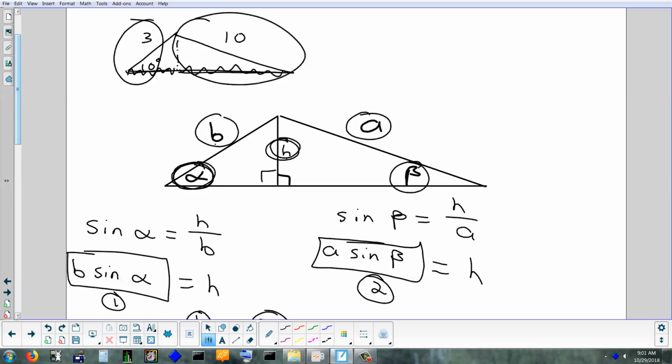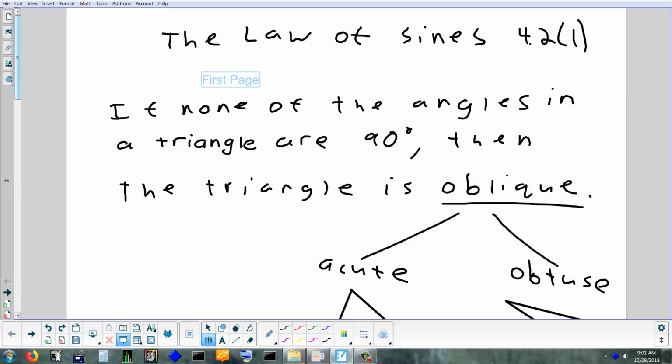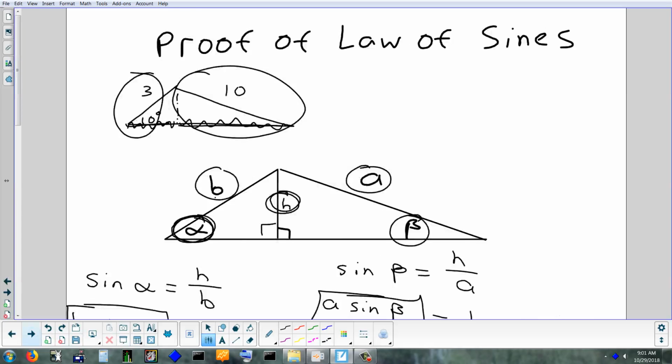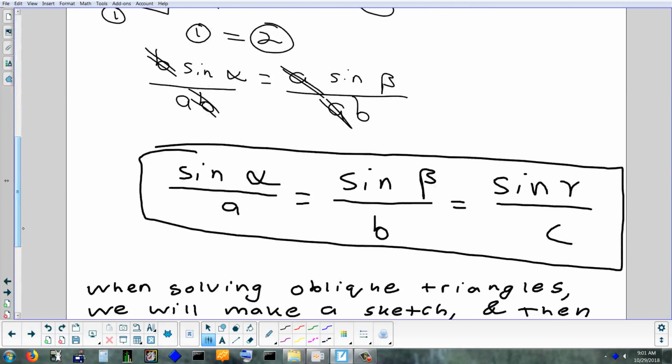So I don't actually need the law of sines. But that's going to take me longer. Okay? If I wanted to do the length of the bottom this way, now I'm doing two problems when I could just do the law of sines and do it in one problem. All right? So it is a nice shortcut.